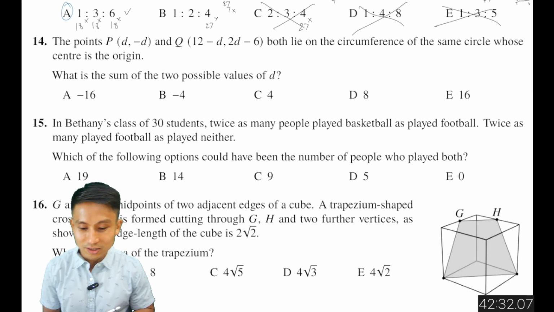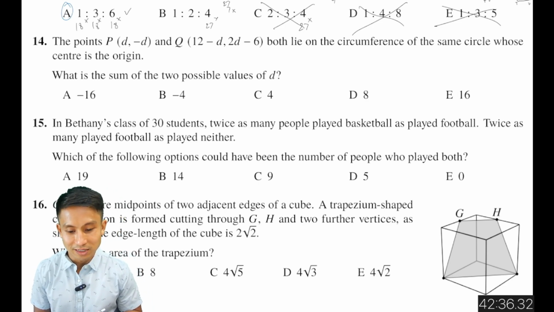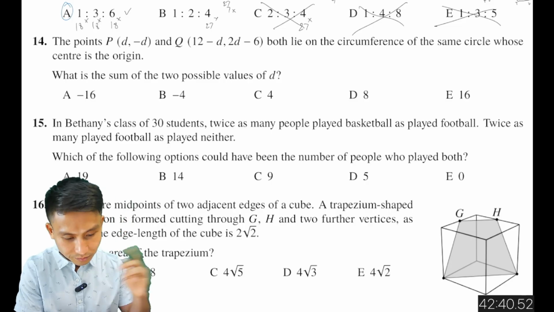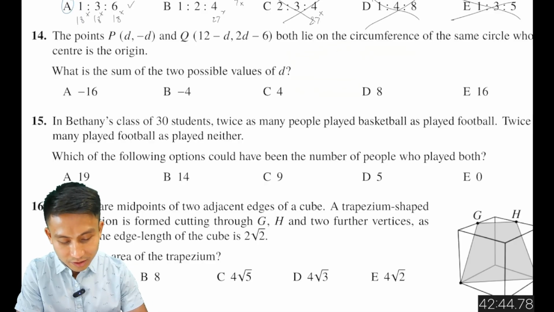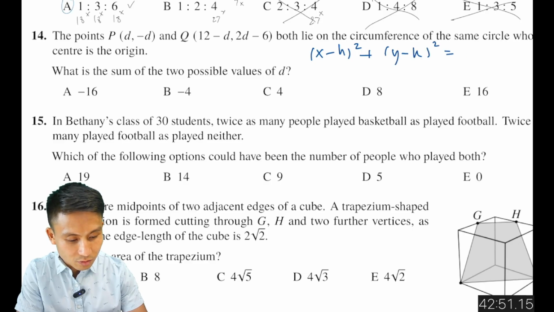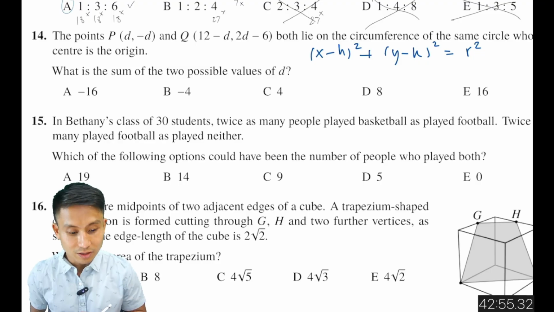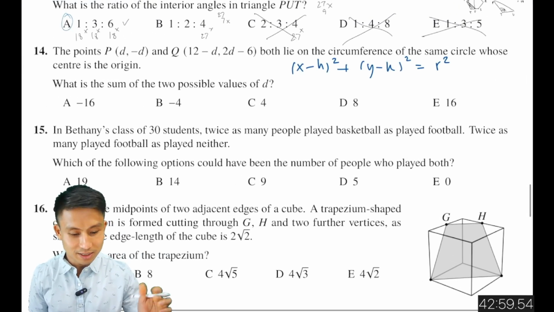Number 14. The points P, Q both lie on the circumference of the same circle whose center is the origin. What is the sum of two possible values of d? All right. So you should all know, you're doing A-level now, or something equivalent, that the equation of a circle is (x minus a) squared plus (y minus b) squared equals r squared, right? So if we plug this into the equation, they should give you the same radius, basically.